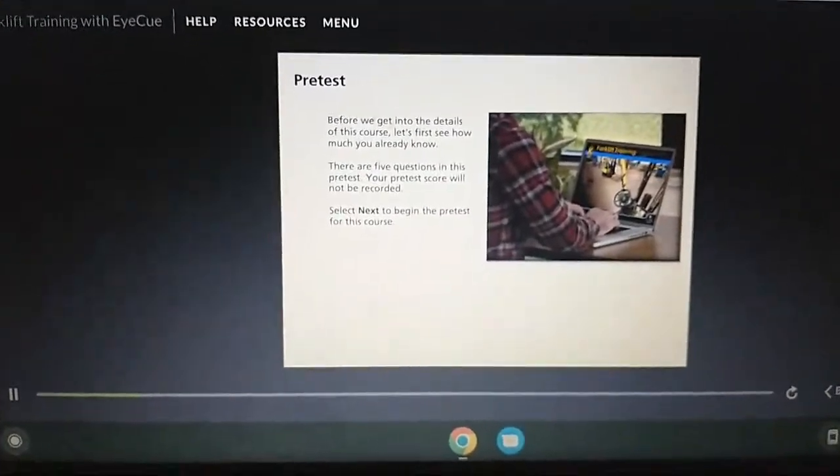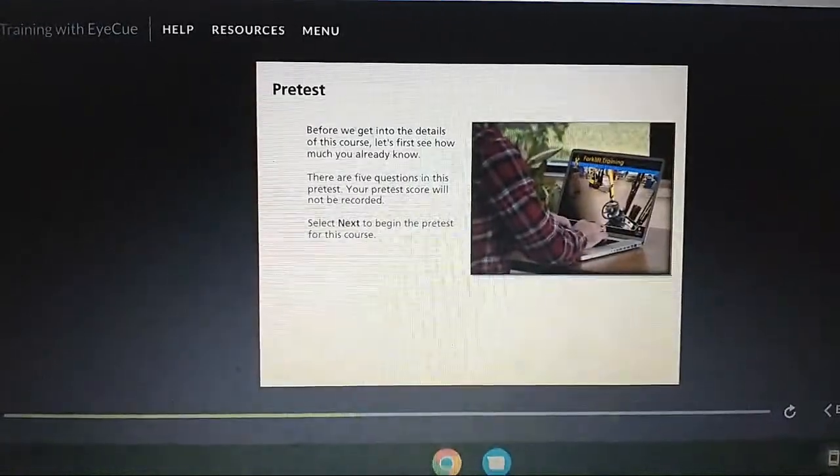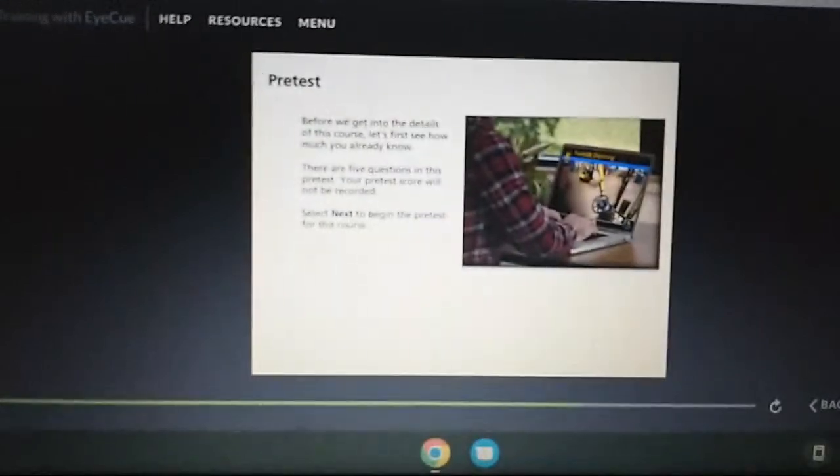Before we get into the details of this course, let's first see how much you already know. There are 5 questions in this pretest. Your pretest score will not be recorded. Select Next to begin the pretest for this course.